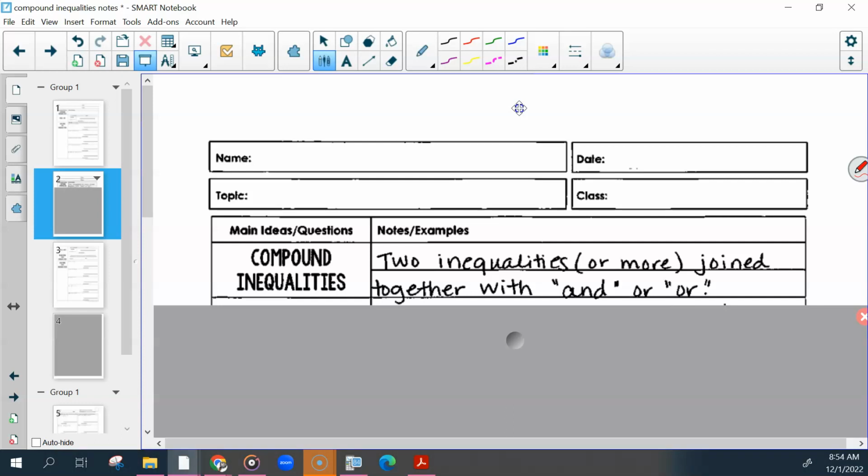Anyone still writing down this definition? Okay.